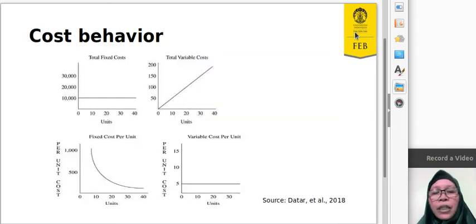If we see the cost behavior in the graph, we can see here that the fixed cost in total is the same, no matter how many units we are producing. But the fixed cost per unit is decreasing. The higher we produce, the lower the fixed cost per unit, because the same amount of cost is spread over more products. Variable cost is constant at the unit level. So variable cost per unit is constant, but once we add to the units we produce, the total cost is increasing, proportionately of course.